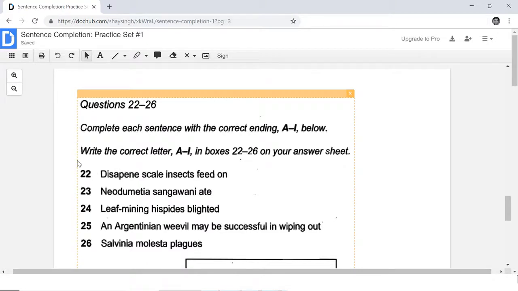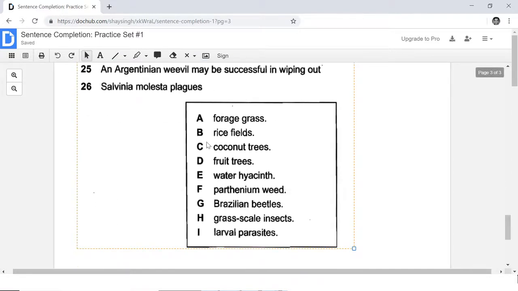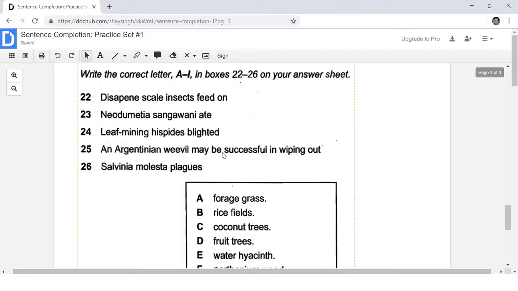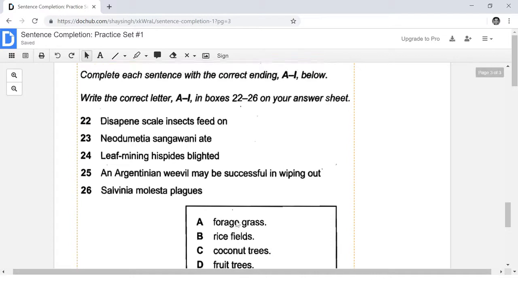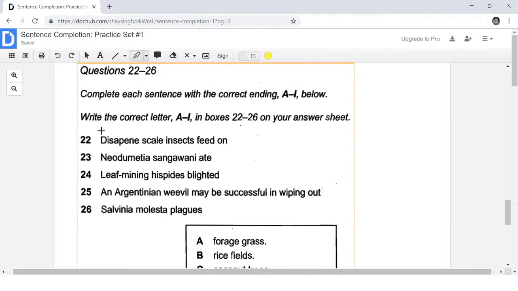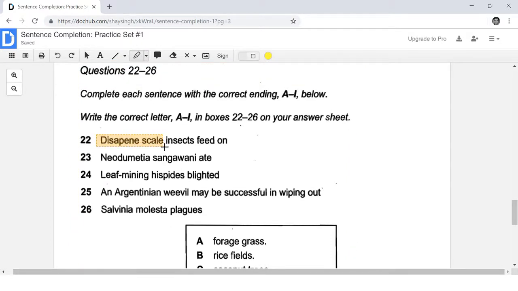We have to answer questions 22 to 26, and here we have our answer choices. All you have to do is match the question with the correct answer choice. So we're going to start off by marking our keywords: diaspin scale, insects, and something about them feeding. How do you say that? Neodumetia sangawani, maybe. So these are also great keywords.